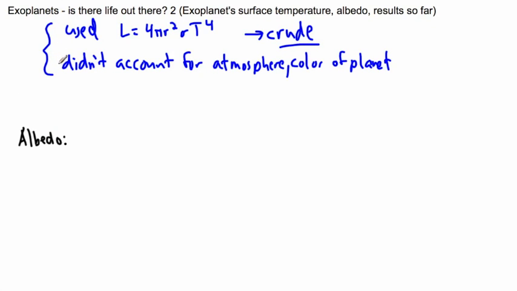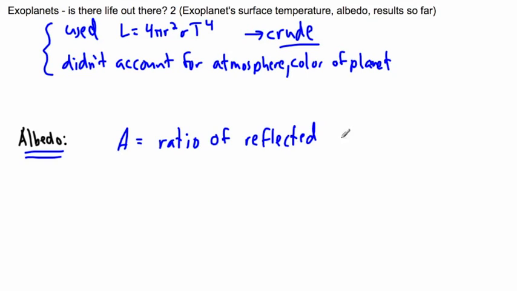So what we're going to do is something sort of new. We're still going to need the orbital radius that we were looking at before, but we're also going to need to know about the albedo. So it helps to define that then. A is called the albedo, and that is the ratio of reflected radiation to incident radiation.